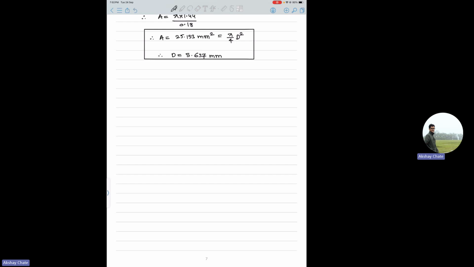There was one problem on this melting. I'm not able to find it. Let me just search it again, because it was asked in one of the previous GATE exams. I may not have it with me. Yeah, it's not here. Anyway, it's fine. Let's move on.